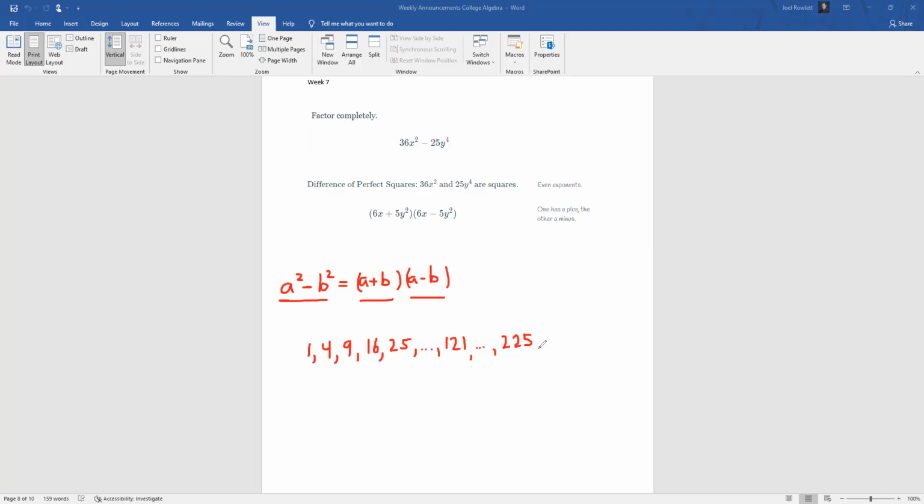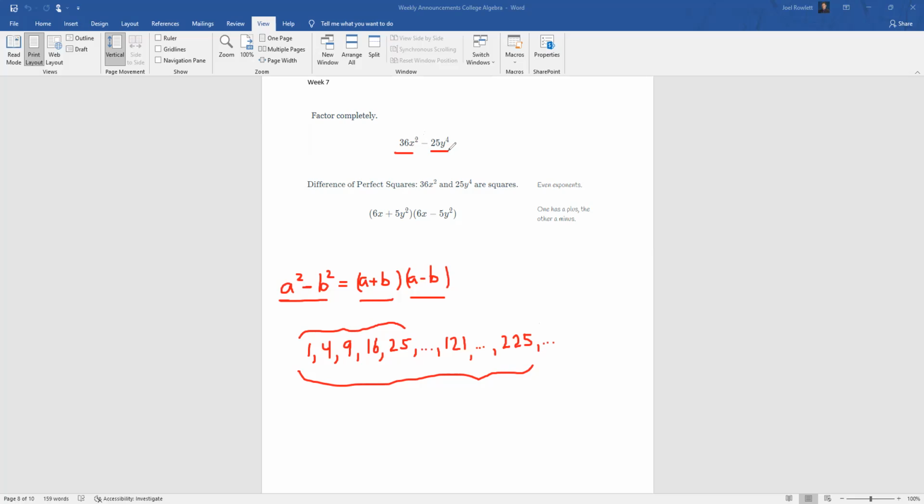But luckily for us, when we're taking a math class and we're trying to factor a difference of squares, normally we really don't have to go much farther than, let's say, 15 times 15. Usually the solution is going to be found a lot earlier. Normally, I would say within the first few squares. And that's what we have here in our example. I have 36x squared minus 25y to the power of 4.